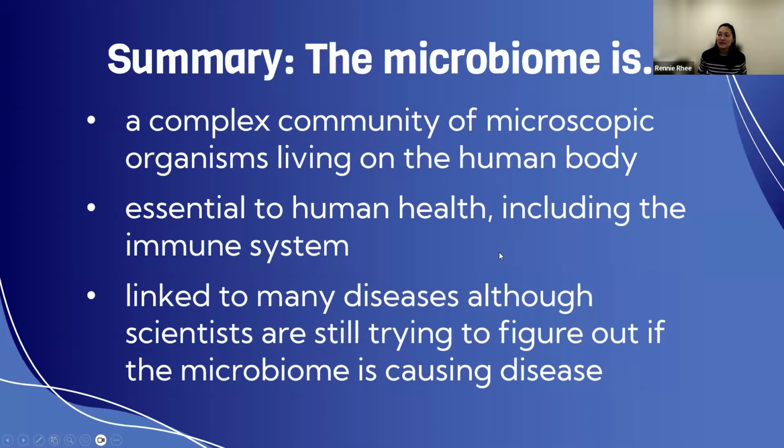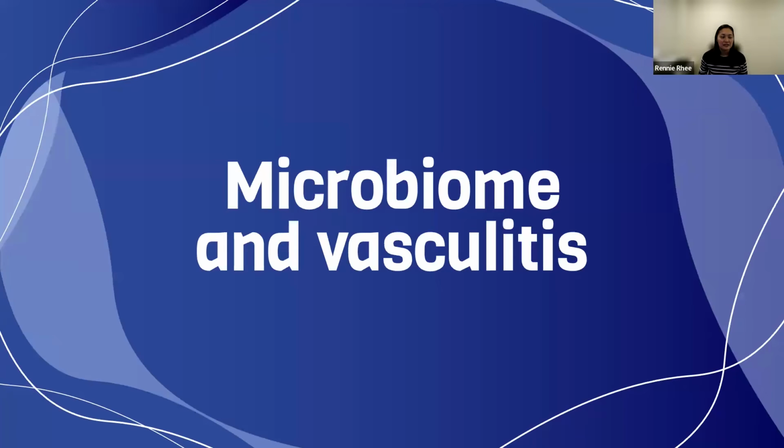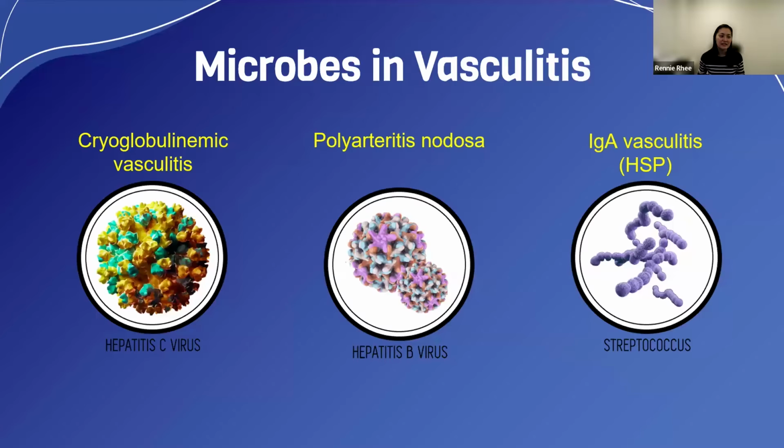So in summary, the microbiome is a complex community of living organisms on the human body. It's essential to human health, including the immune system, and it's been linked to many diseases, although scientists are still trying to figure out if the microbiome is causing disease. And next, I wanted to talk about a research interest of mine in terms of the microbiome and in ANCA-associated vasculitis. And the idea of microbes and vasculitis is certainly not new.